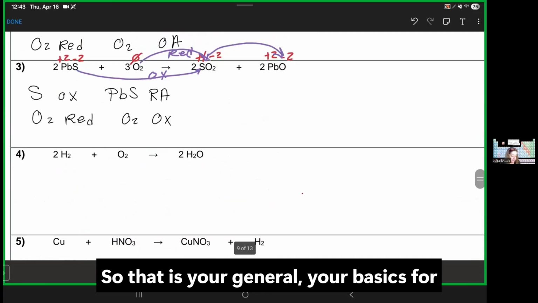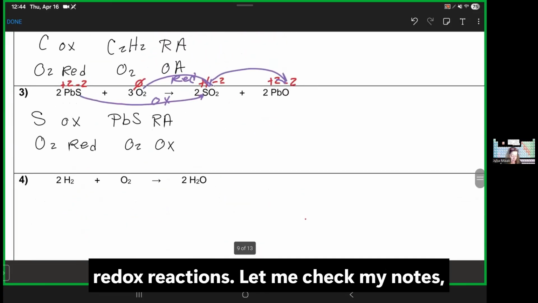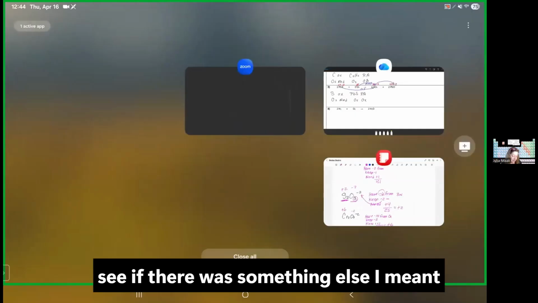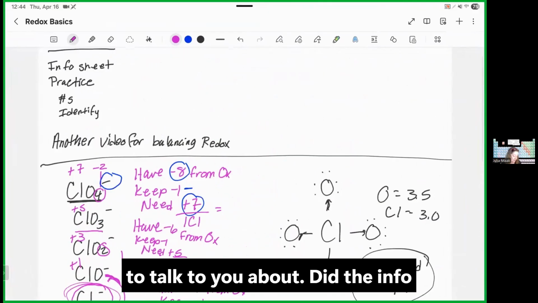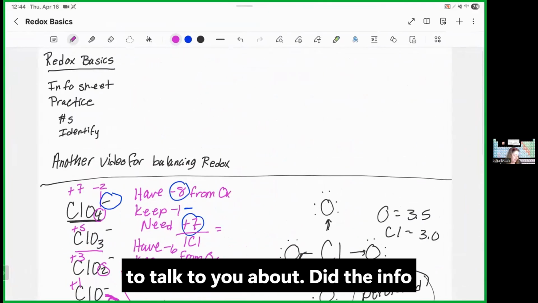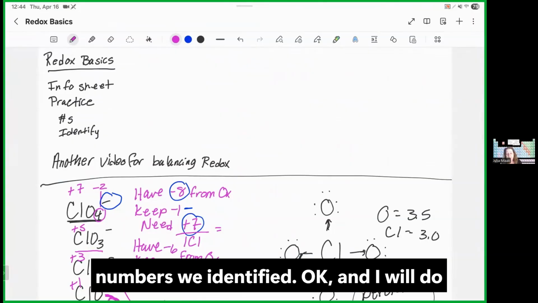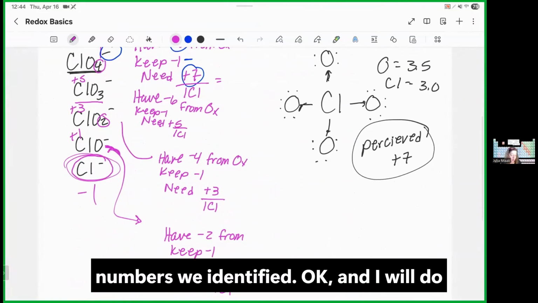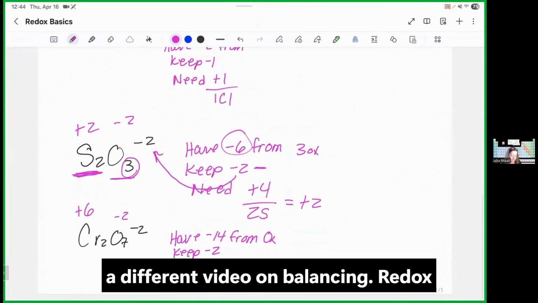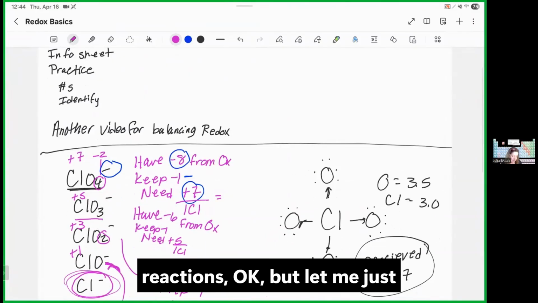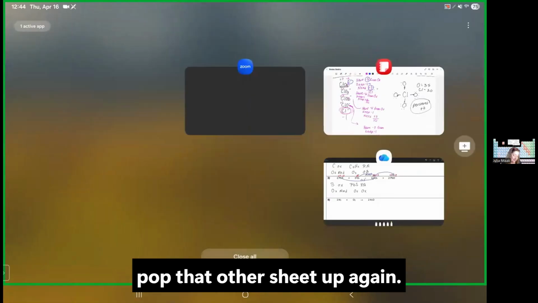So that is your basics for redox reactions. Let me check my notes, see if there was something else I meant to talk to you about. We did the info sheet, we did some practice, we did the numbers, we identified. Okay, and I will do a different video on balancing redox reactions. Okay, but let me just pop that other sheet up again.